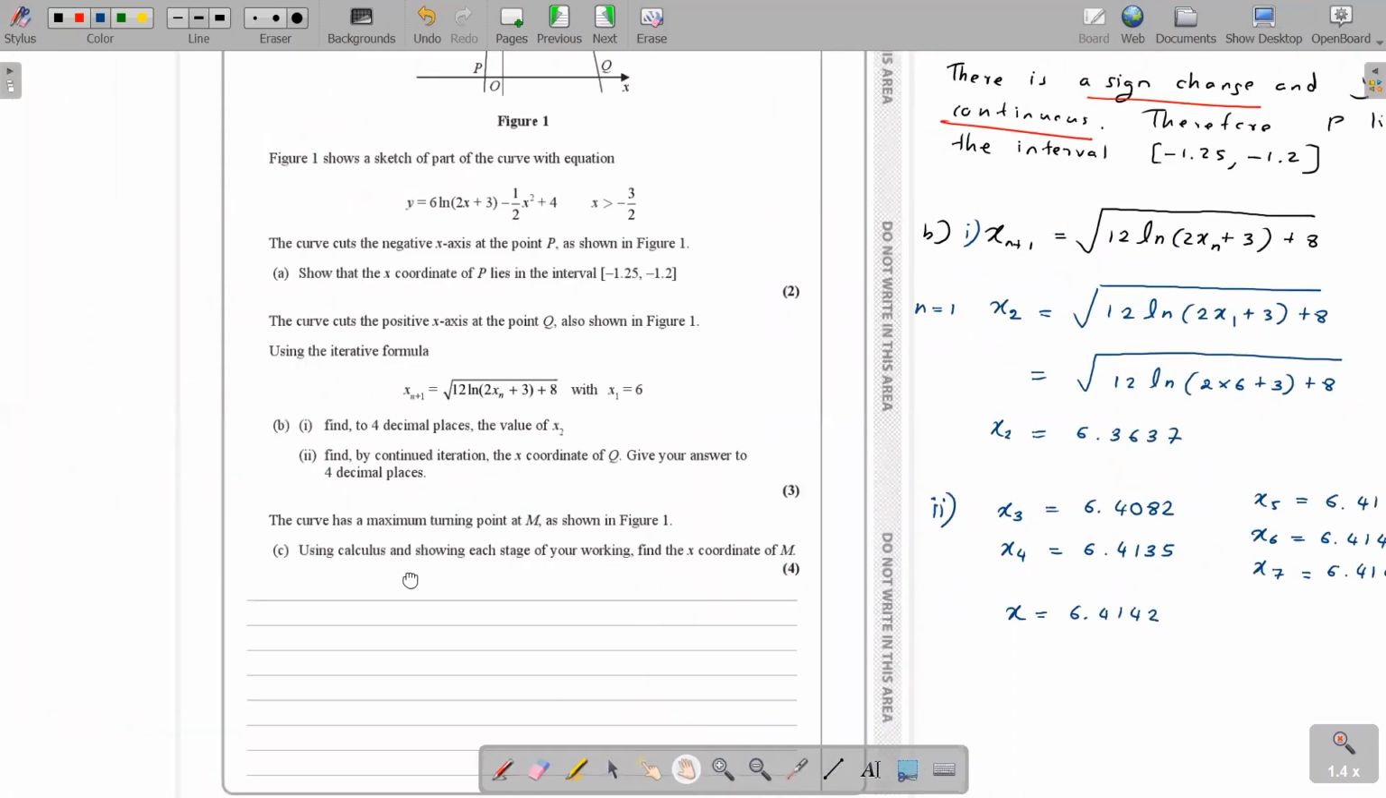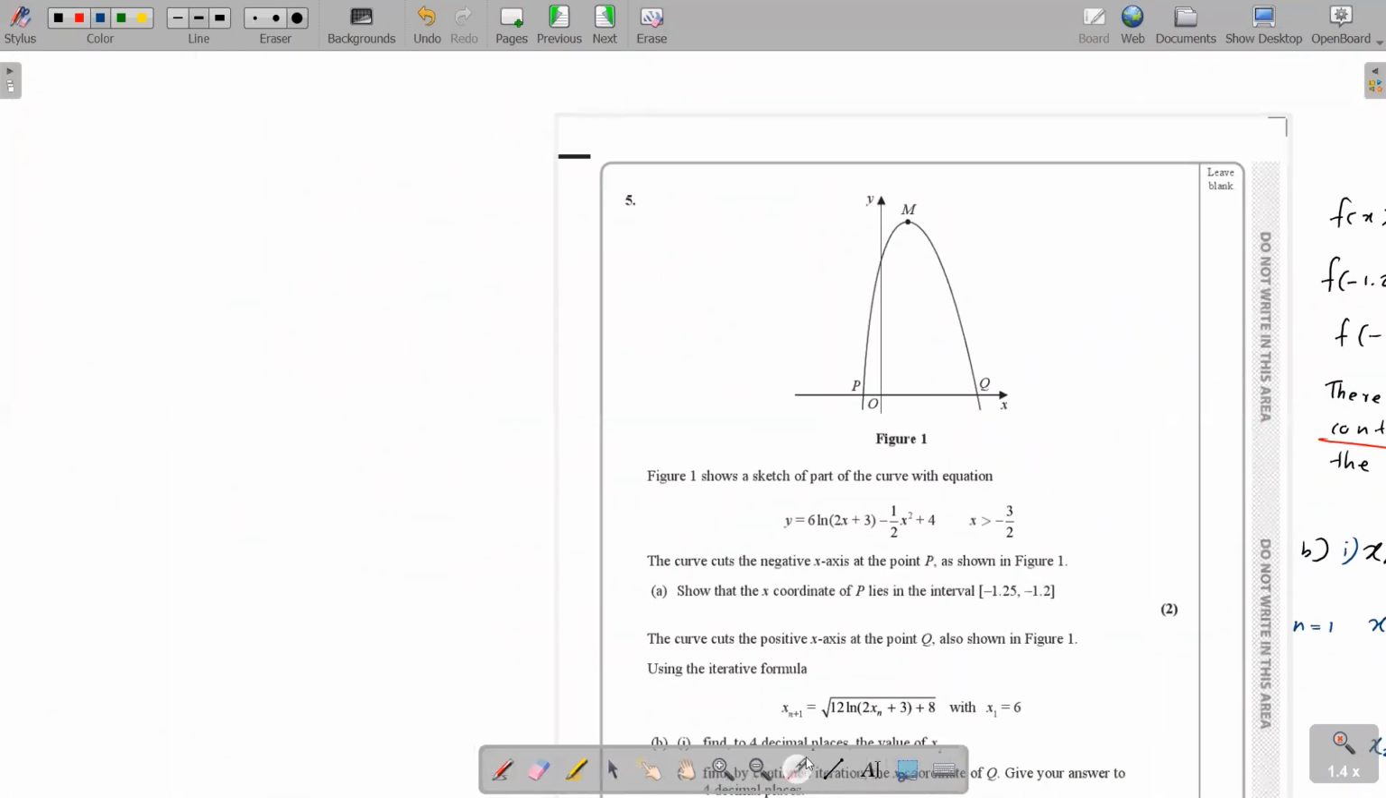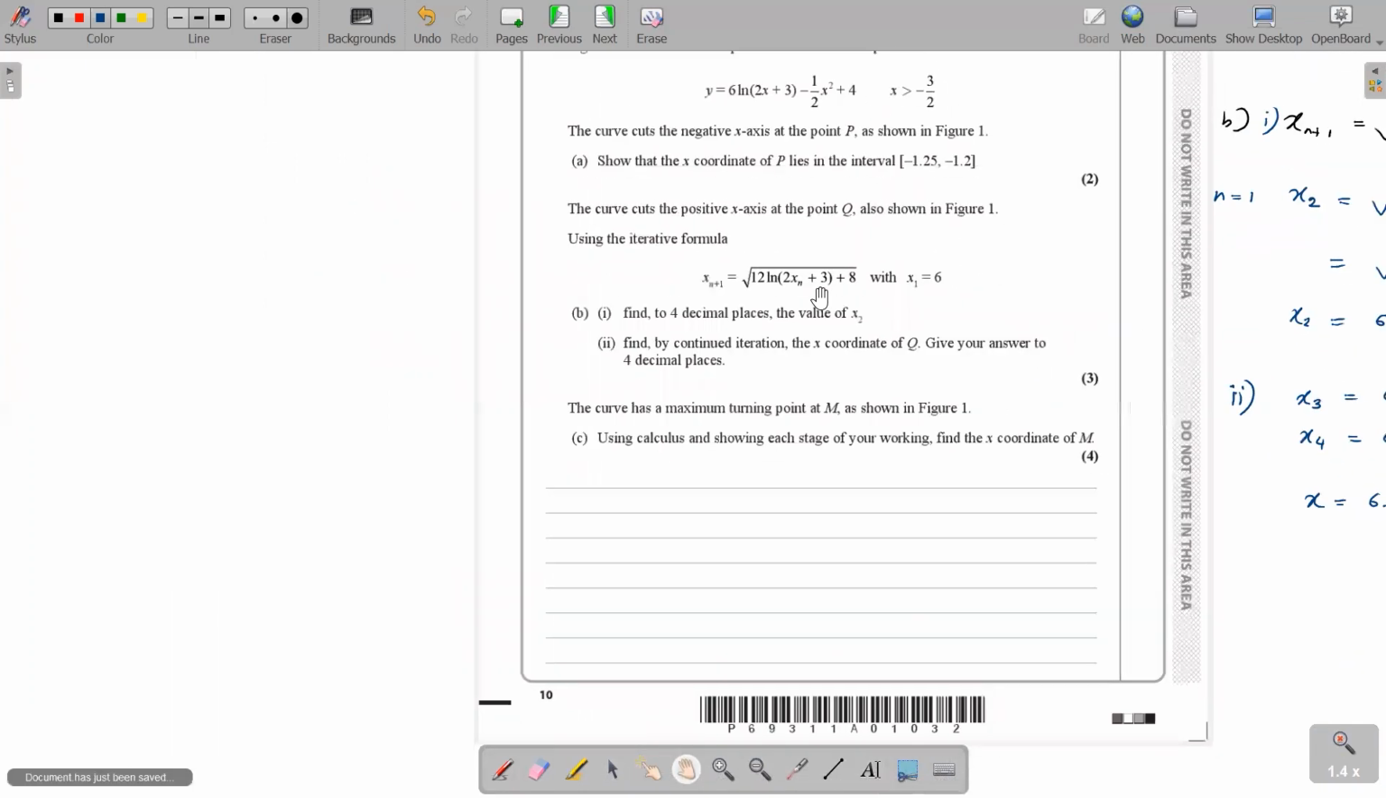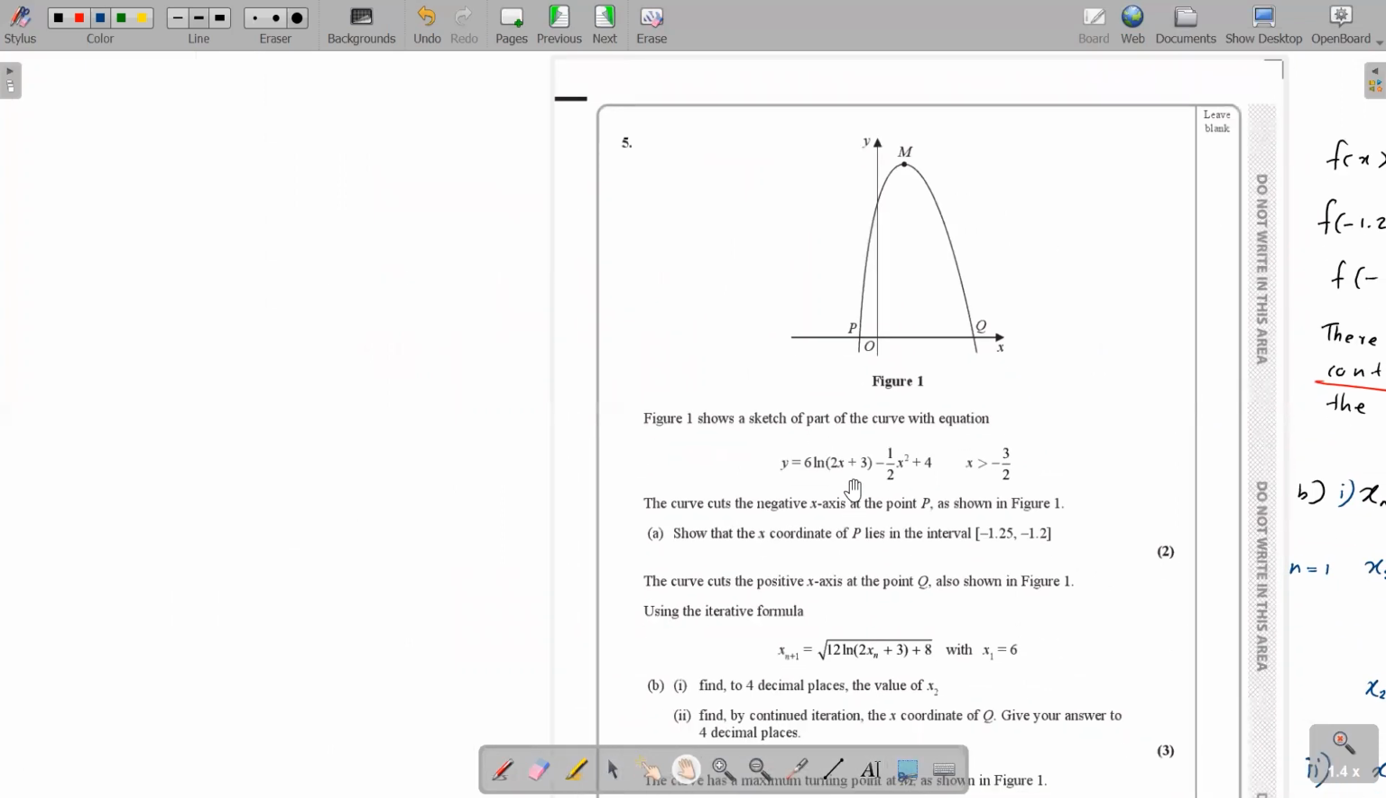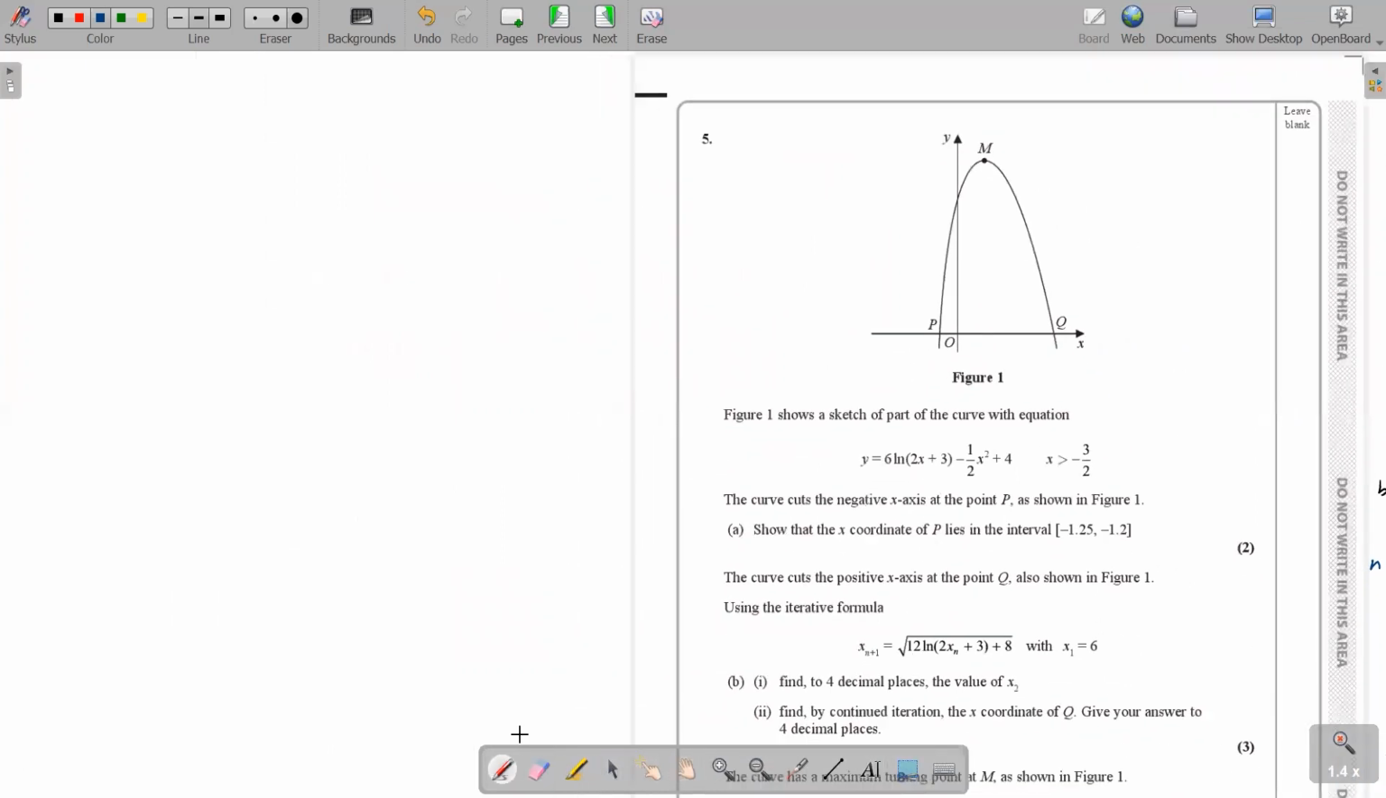So how do we find the x coordinate of M? Obviously, we take the y equation and find dy by dx. Make dy by dx equal to 0, and we find the x value. They're asking you to find only the x coordinate. So let's get it done. Part C, y equals 6 ln(2x plus 3) minus half x squared plus 4. So then let's differentiate. We'll take the differentiation rules.